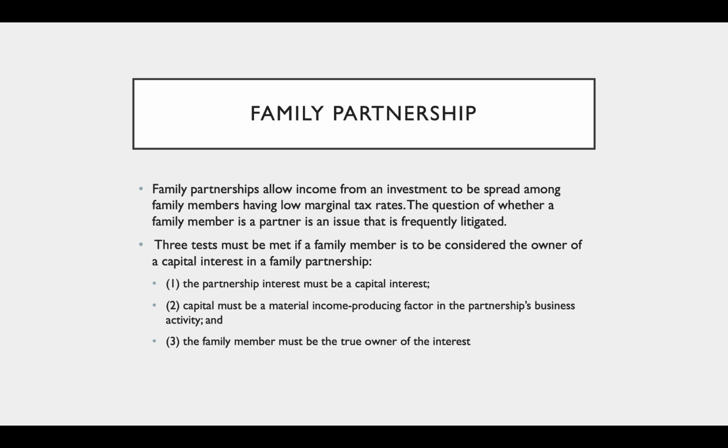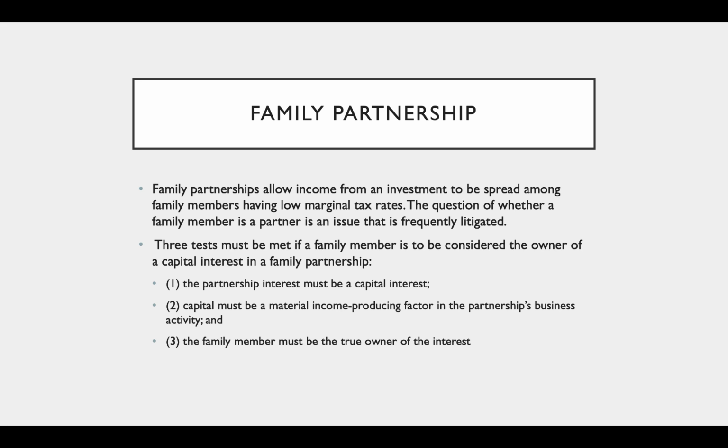In a family partnership, often partnerships are used between family members for tax planning. So it can be used to reduce current rates of tax, and it could also be used for estate planning. But as you know, the IRS is leery of these things, so the IRS imposes limits. So family partnerships allow income from an investment to be spread among family members having lower marginal tax rates. The question of whether a family member is actually a partner is an issue that is frequently litigated. These three tests must be met if a family member is to be considered the owner of a capital interest in a family partnership. 1, the partnership interest must be a capital interest.